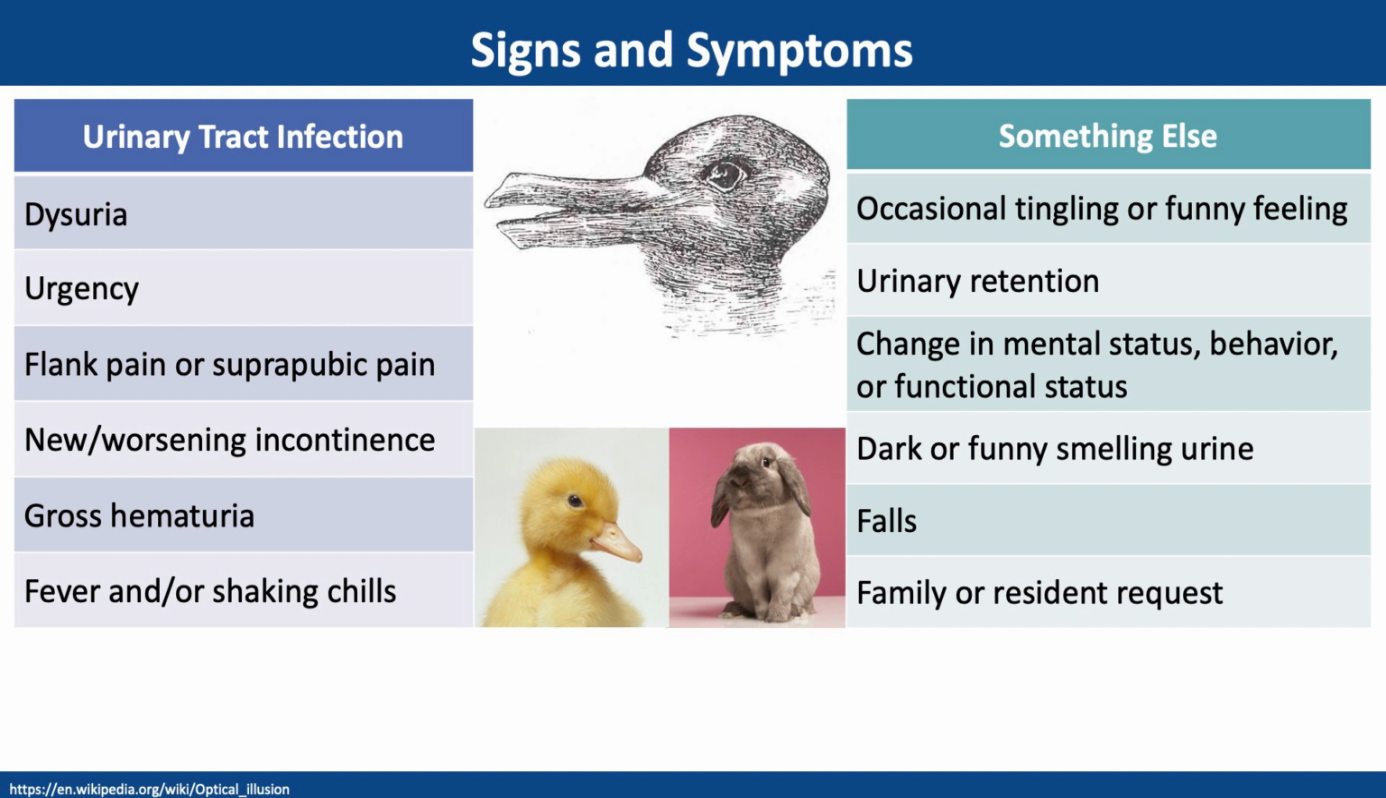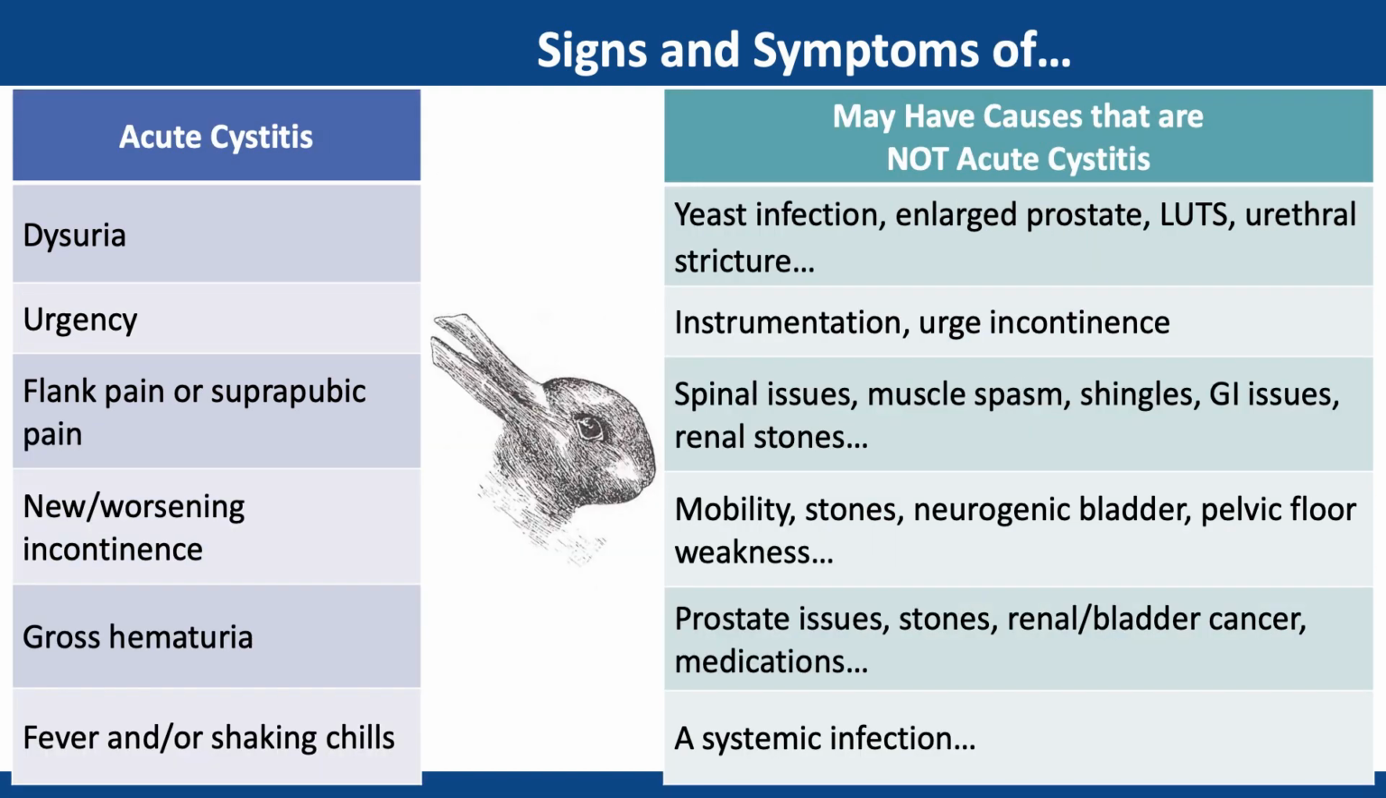Okay, so some things to think about. Dysuria might be a yeast infection, might be a big fat prostate, might be lower urinary tract infection, lower urinary tract syndrome, or LUTS, which is so much easier to say. It might be urethral stricture. Lots of stuff can be going on here. The first time someone says I have dysuria, it's very reasonable to try a course of Bactrim or nitrofurantoin.